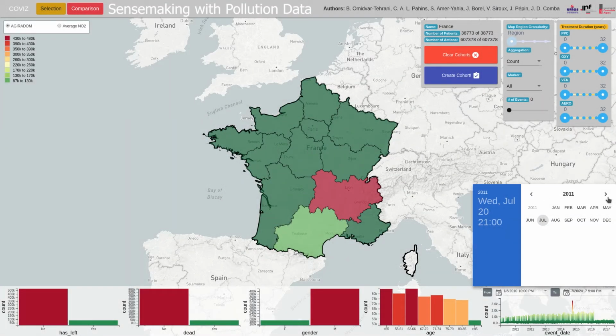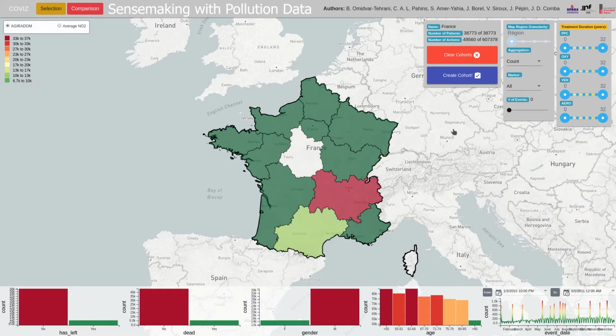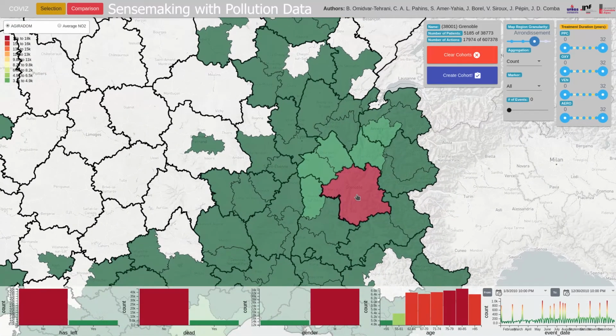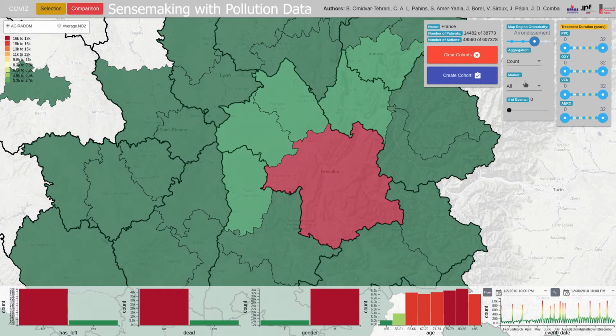COVIZ enables experts to justify their observations of extreme marker values in the patient data using pollution data. For instance, we analyzed the sleepiness marker and observed that the variance of this marker in the region of Vienne in France is higher than usual in the year of 2010.